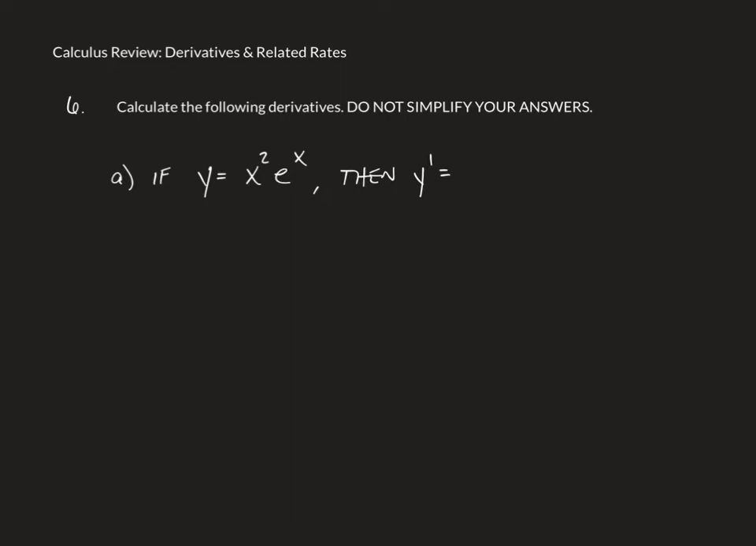So question 6 says to calculate the following derivatives, do not simplify your answers. So don't waste your time trying to make these look nice. Just give the final answer, an accurate derivative rather than a nice looking one. Okay, so we've got a function y equals x squared times e to the x, and clearly we can see that this is two functions being multiplied by each other, so we're going to need to use the product rule here. So let's quickly review what the product rule is.